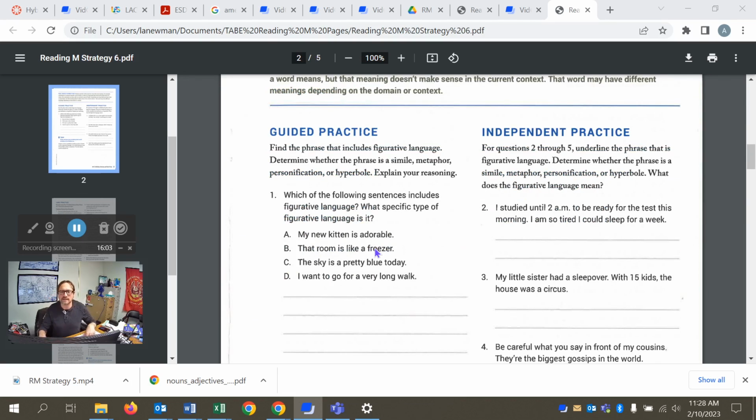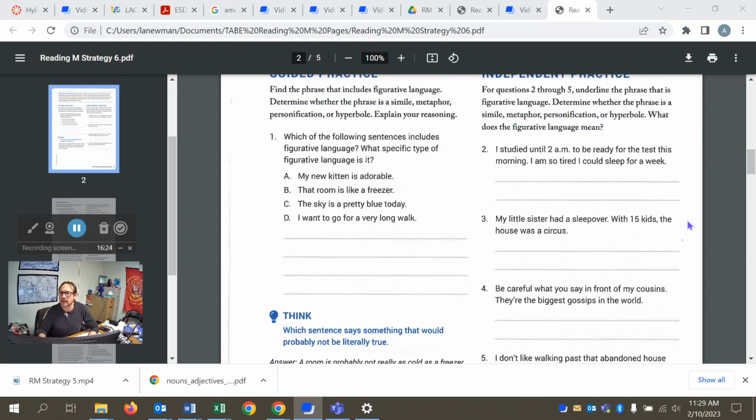All right, starting out with the guided practice. We're asked to find the phrase that includes figurative language, determine whether it's a simile, metaphor, personification, or hyperbole, and explain your reasoning. It's B. It is a simile because it uses the word like, and I think the meaning is that the room is really cold.